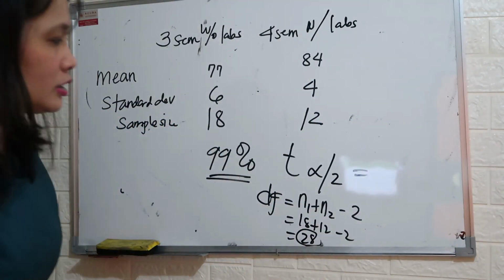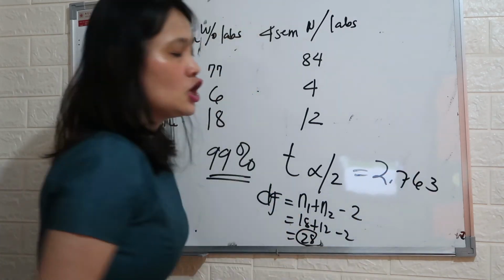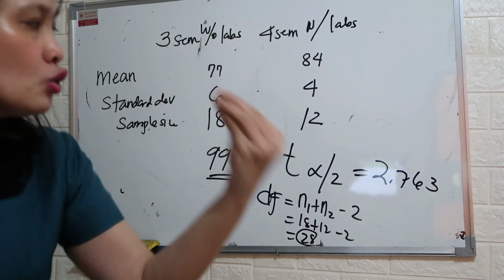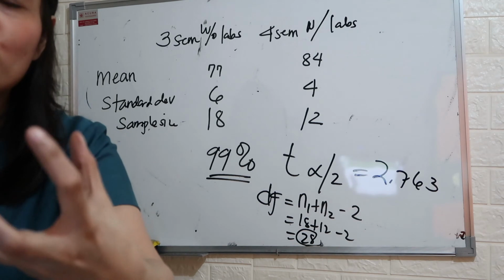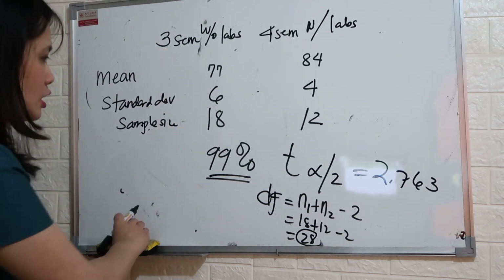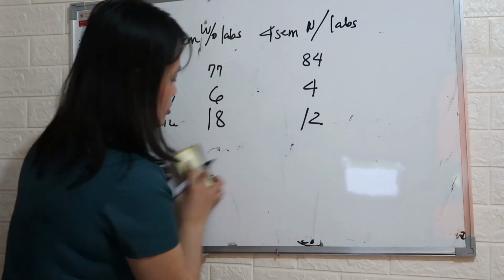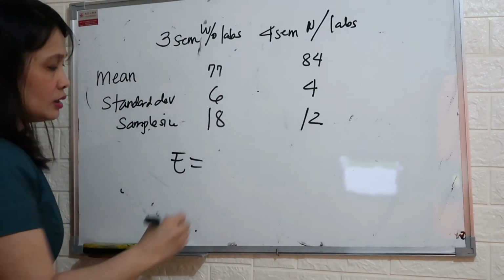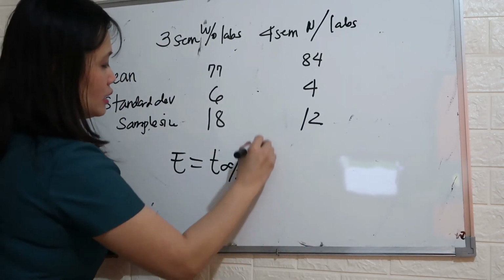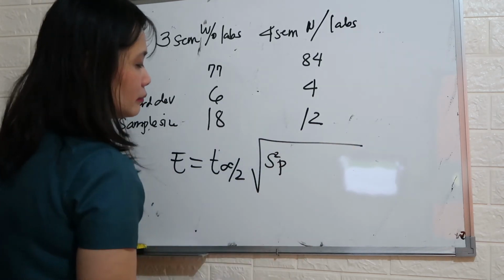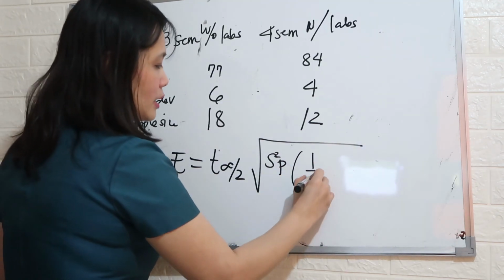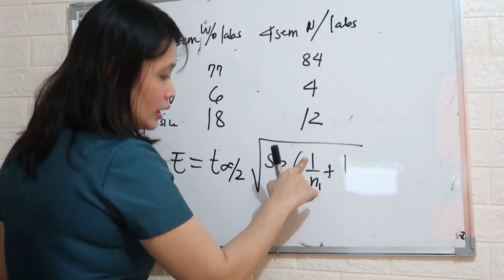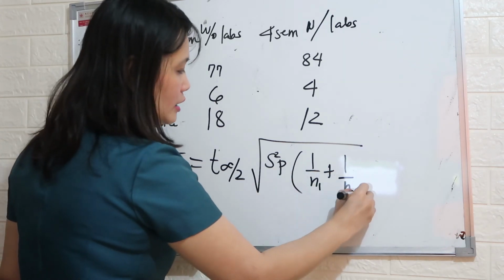Plus 2.763. Okay, very good. That will be 2.763, so that is your t alpha over 2. Now we can solve for the margin of error. How do we solve for the margin of error? Margin of error is equal to t alpha over 2 multiplied by the square root of S squared sub p, multiplied by 1 over n sub 1 plus 1 over n sub 2.